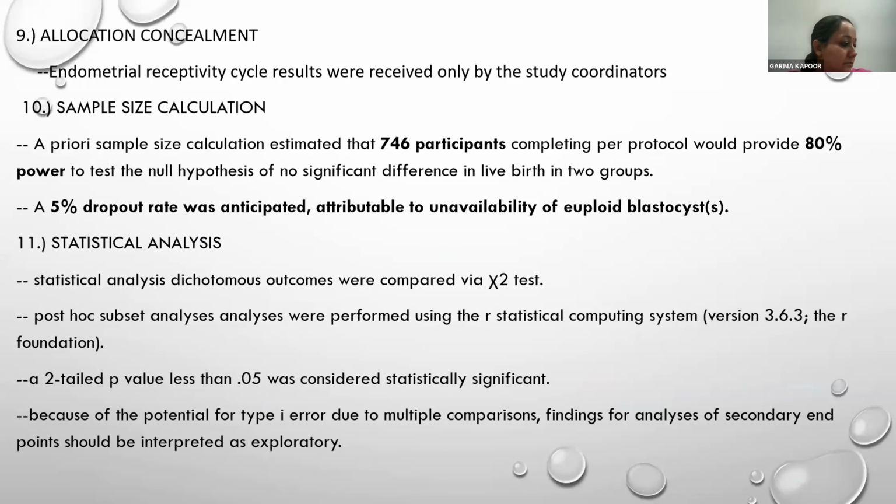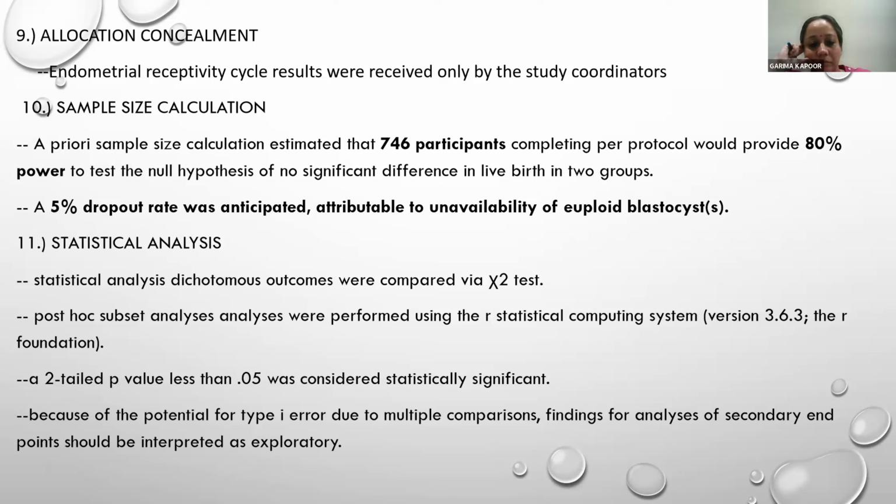This is allocation concealment. Endometrial receptivity cycle results were received only by the study coordinators. The sample size calculation: an a priori sample size calculation estimated that 748 participants completed per protocol would provide 80% power to test the null hypothesis of no significant difference in live birth in the two groups. A 5% dropout rate was anticipated, attributable to unavailability of euploid blastocysts.